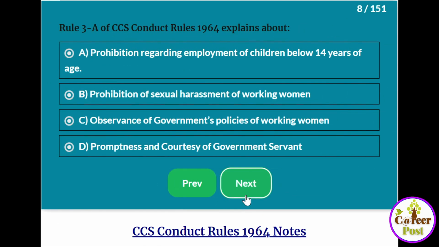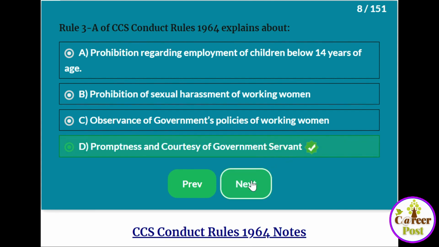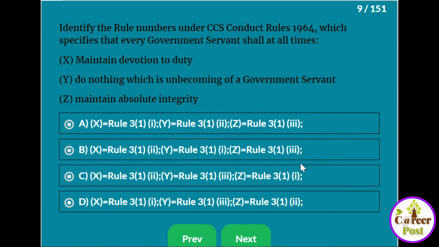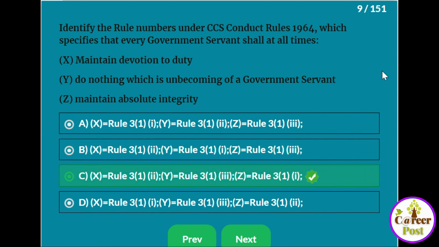Rule 3A of CCS Conduct Rules 1964 explains, as we have already seen, promptness and courtesy of a government servant. Identify the rule numbers under CCS Conduct Rules which specify that every government servant shall at all times maintain devotion to duty, do nothing which is unbecoming of a government servant, and maintain absolute integrity. These are the three primary rules in CCS Conduct Rules which everyone should know. Here the answer is C.